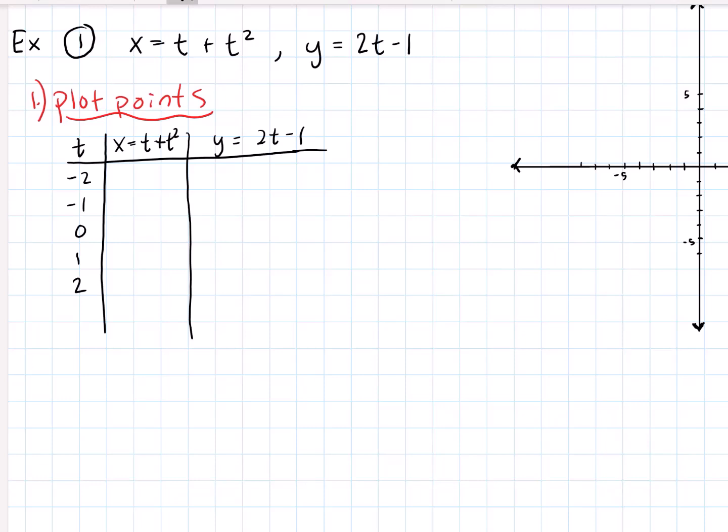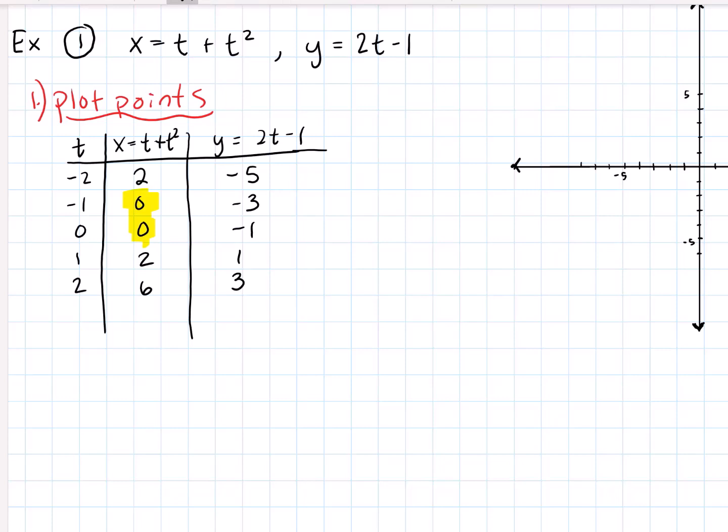So if I plug -2 into x, -2 plus 4, I'm going to get 2. And if I plug -2 into y, I'm going to get -5, -4 minus 1. If I plug in -1, I'm going to get 0 and -3. If I plug in 0, I'm going to get 0 and -1. If I plug in 1, I'm going to get 2 and 1. And if I plug in 2, I'm going to get 6 and 3. Okay, I ran through that pretty quickly just to get us the ordered pairs, but we now have ordered pairs that I can actually graph. Now something kind of interesting happens right here, and we'll talk about that once we get it into the graph.